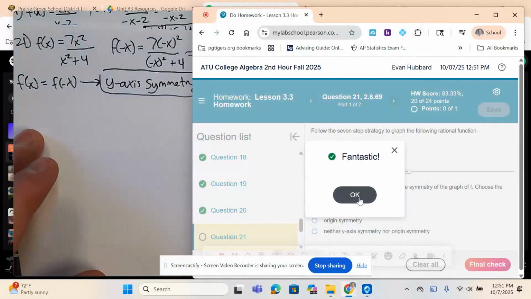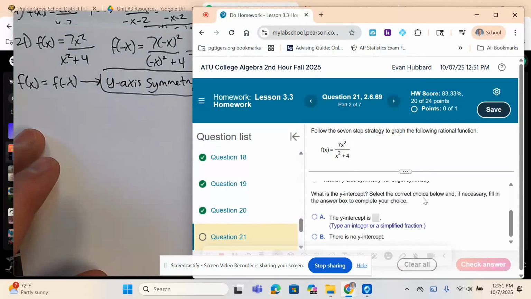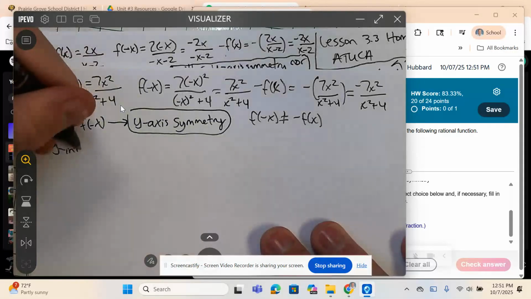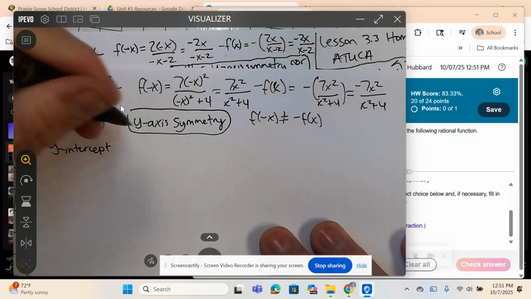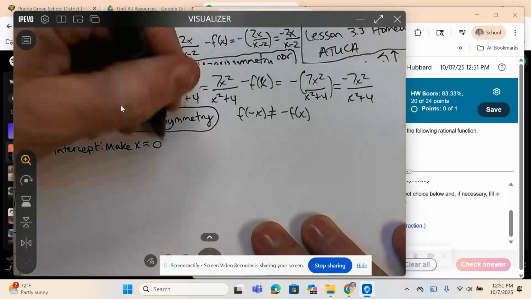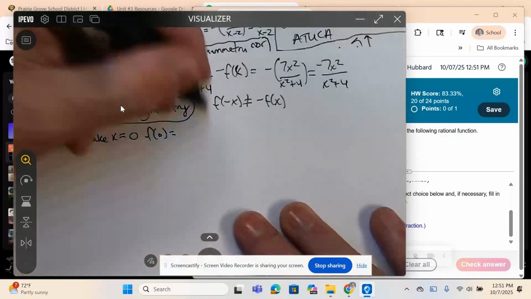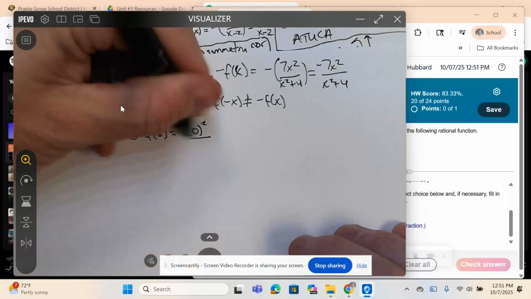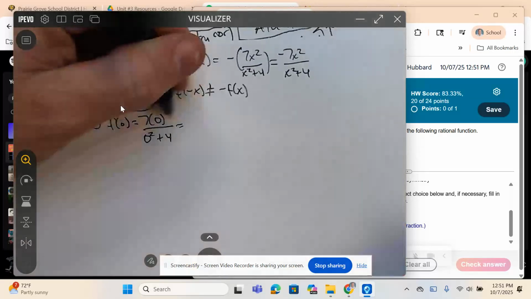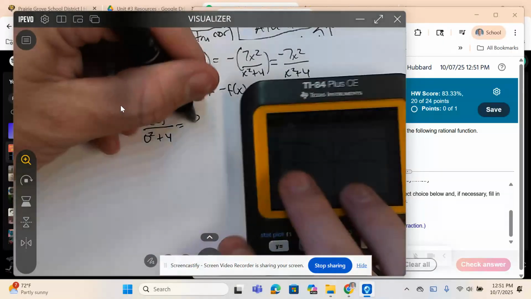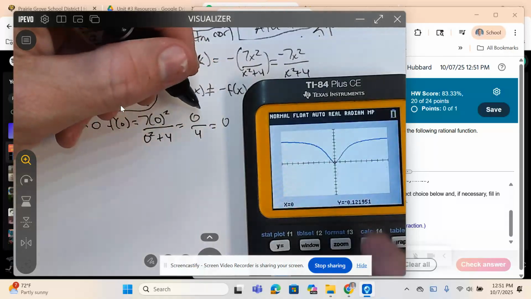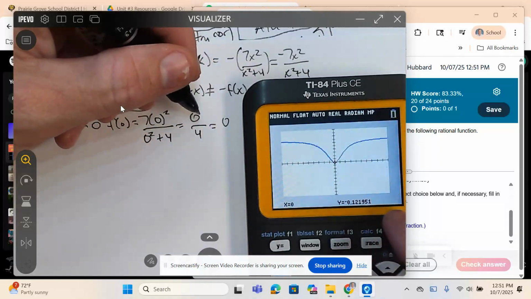Okay, the y-intercept. To find the y-intercept, you make x equal 0. So f of 0 is equal to 7 times 0 squared divided by 0 squared plus 4. 0 squared is 0, times 7 is 0, 0 divided by 4 is 0. Now you could tell it's going to be 0 by looking at this too.